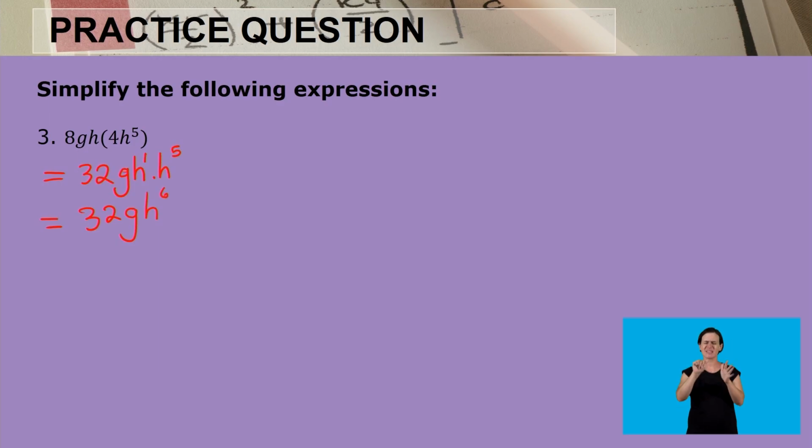And where does that 6 come from? We have added the 1 and the 5. Let's go on to the next expression.